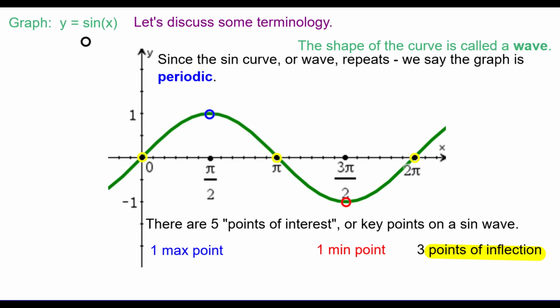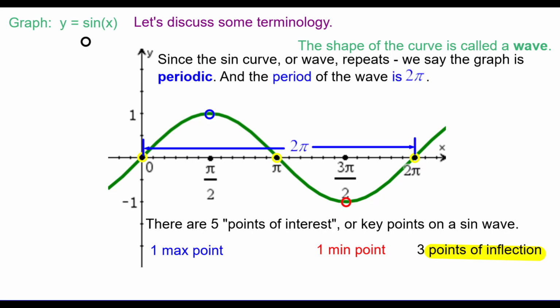Since the sine curve, or wave, repeats, we say that the graph is periodic. And the period of the wave is 2 pi. Pause as needed. This is the conclusion of the video.